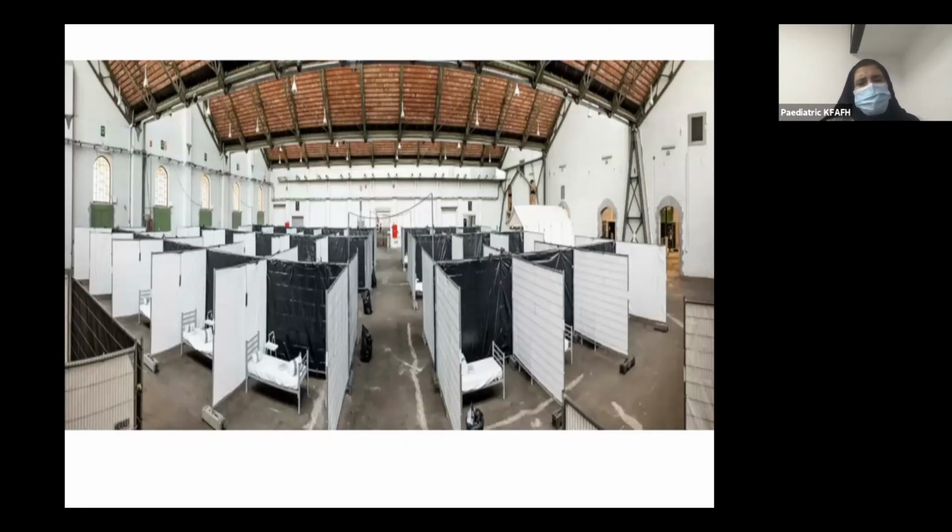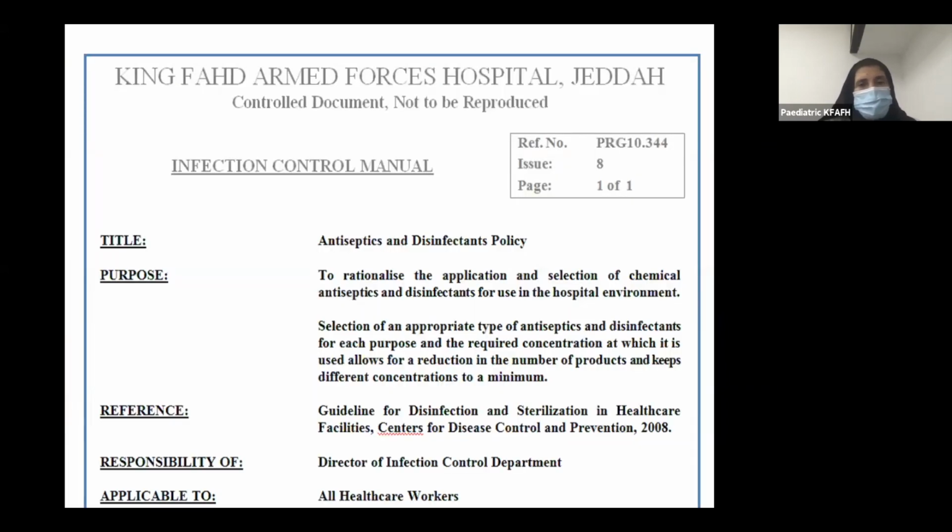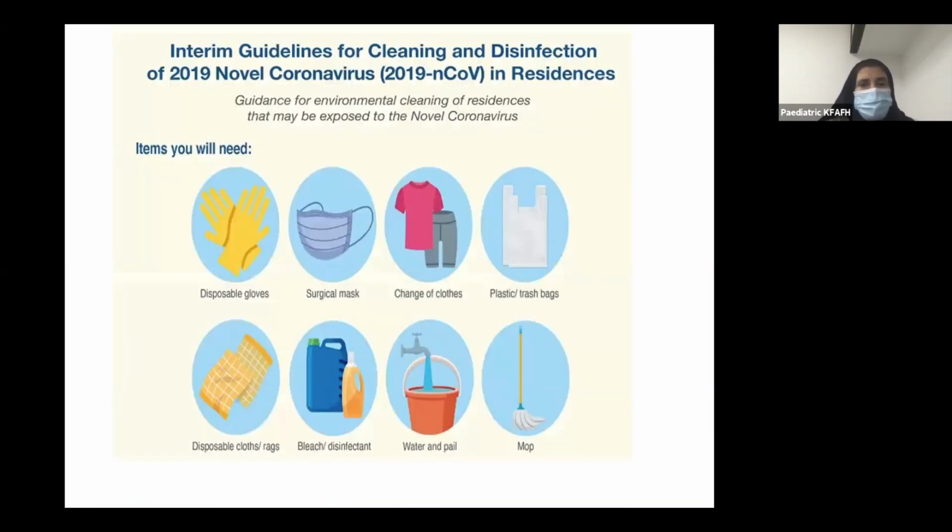This is from Belgium, one of the COVID-19 hospitals that was set up in an old barn. And in Jeddah, as you know, Al-Harthi has been providing hospital care for COVID patients as well. Please, can you review the infection control manual? There is a good description of the antiseptic and disinfection policy at KFAFH. And pay attention to your surroundings, because this is very important.